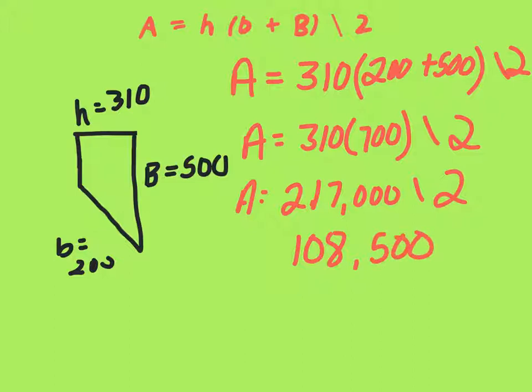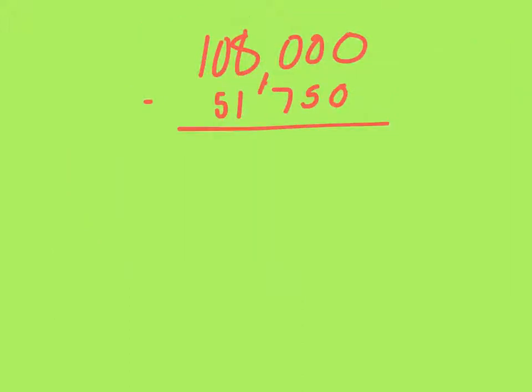108,500. And the problem asks how much larger is the area of Nevada than of Arkansas. So they threw you a little trick. All right, and it says how much larger is Nevada than Arkansas. So you got to find the difference between those two. Up here, this is Nevada, and this is Arkansas.